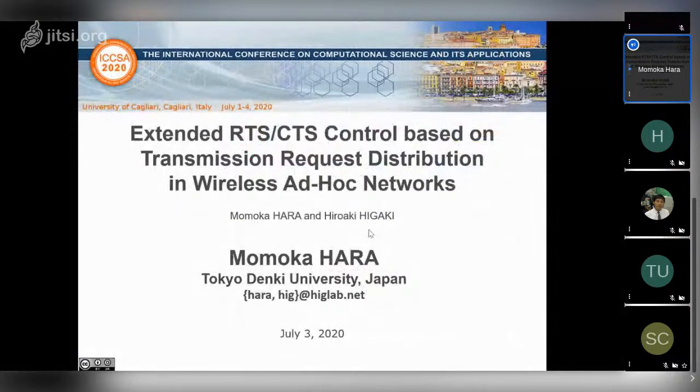I'm Mokahara, a student at Tokyo Denki University, Japan. My presentation is entitled Extended RTS-CTS Control Based on Transmission Request Distribution in Wireless Ad Hoc Networks. In wireless ad hoc networks, collision avoidance is mandatory and RTS-CTS control is introduced in most wireless LAN protocols. By combination of CSMA-CA and RTS-CTS control, neighbor nodes have even opportunities to send RTS messages. However, since CTS messages are transmitted passively in response to RTS messages and there is no even contention resolution mechanism for CTS messages, there may be few opportunities for CTS message transmissions. This paper proposes conditional receiver-initiated RTS.